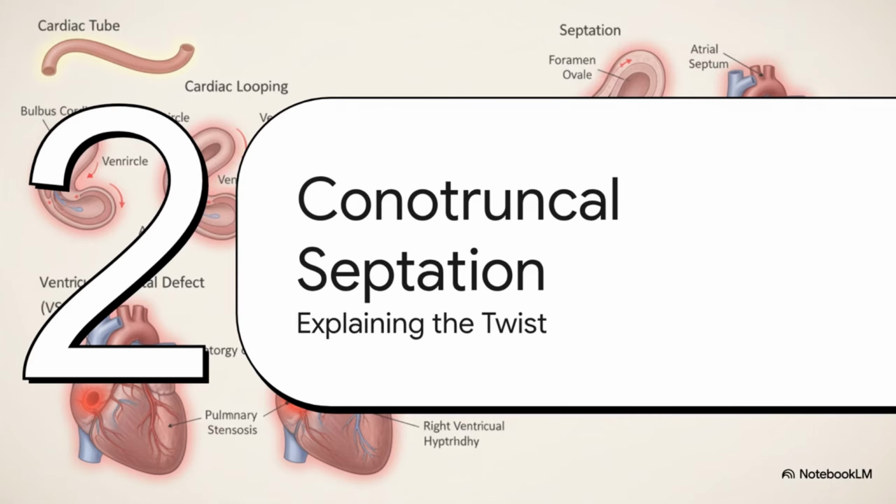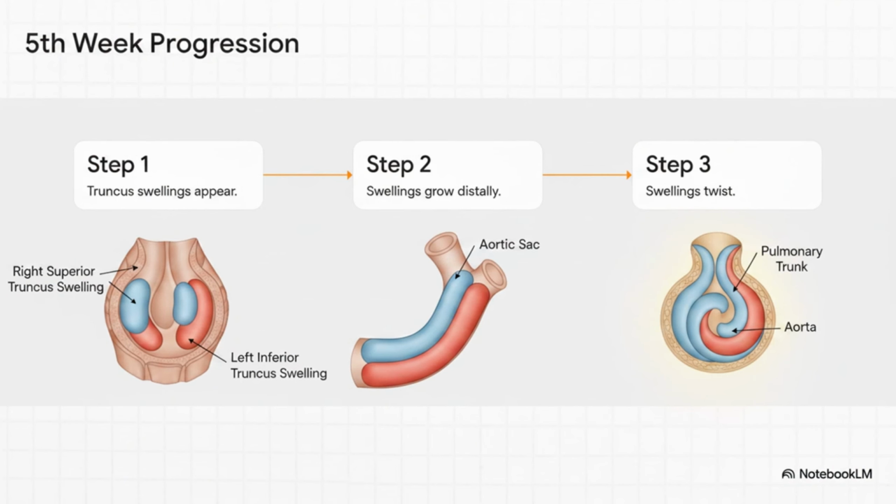Moving right along to Section 2, conotruncal septation. We're going to explain the twist. This whole process kicks into gear during the 5th week of development, and a highly specific sequence absolutely must occur to properly separate our great vessels. First, the right superior and left inferior truncus swellings appear. Second, these swellings start growing distally, right toward the aortic sac. And third, and guys, this is the really critical part, they don't just grow straight down. No, they twist around each other. This is what foreshadows the vital spiral course of the future septum.